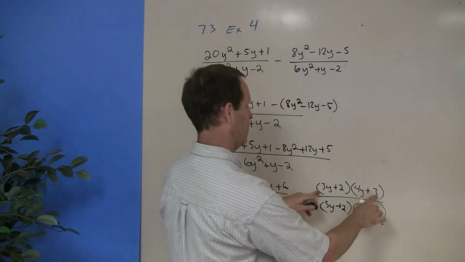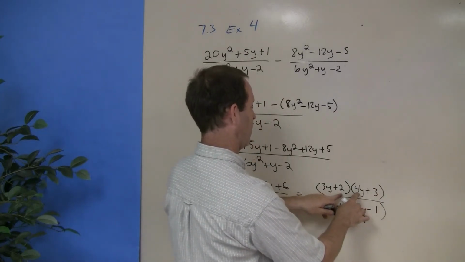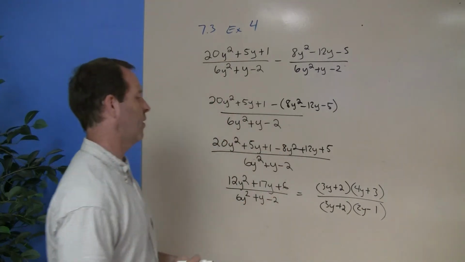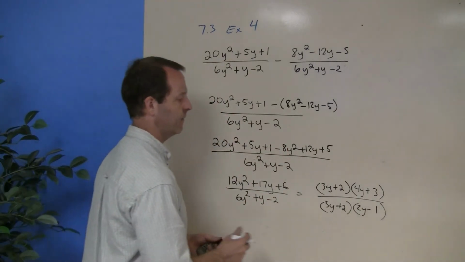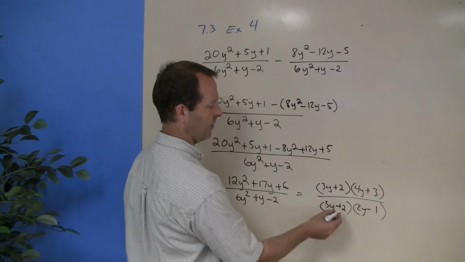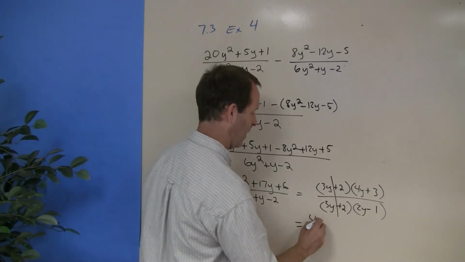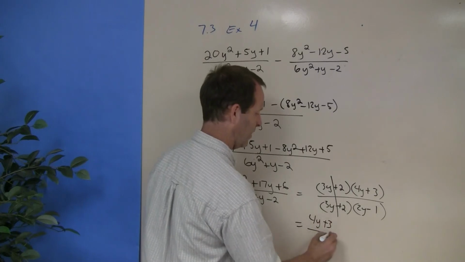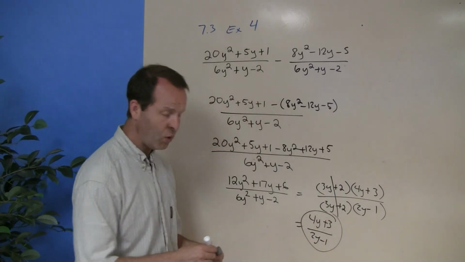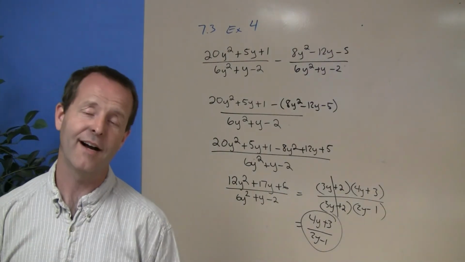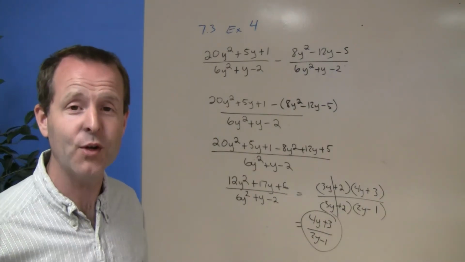Let's double check. 9y plus 8y gives me 17y. There they are, and there does appear to be a common term. Those cancel out, so I'm left with 4y plus 3 all over 2y minus 1. Woo! Took a little work there. Had me earn it, but I feel good for doing it.